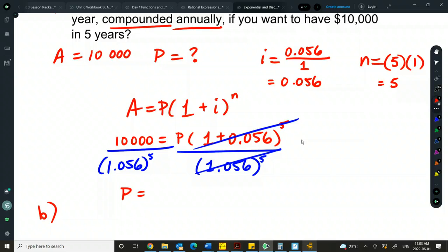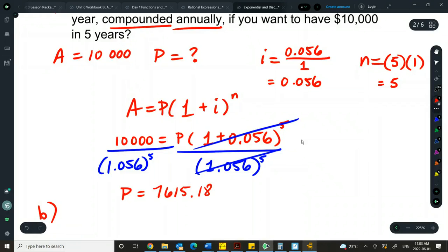So 10,000 divided by 1.056 to the exponent 5. I'm getting 7,615 and 18 cents. Okay, and then you'll say, therefore, you should invest $7,615.18 now in order to have 10,000 in 5 years.